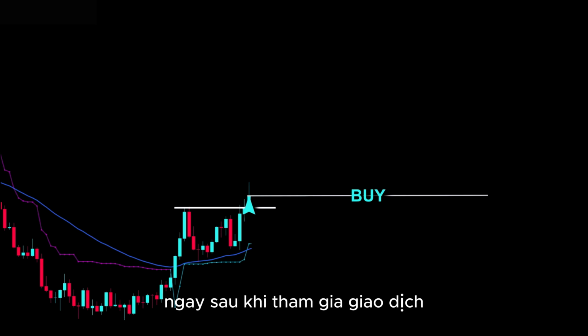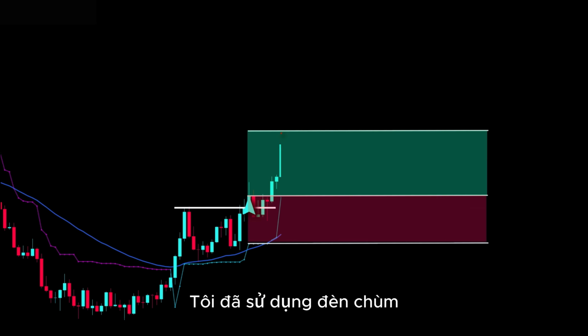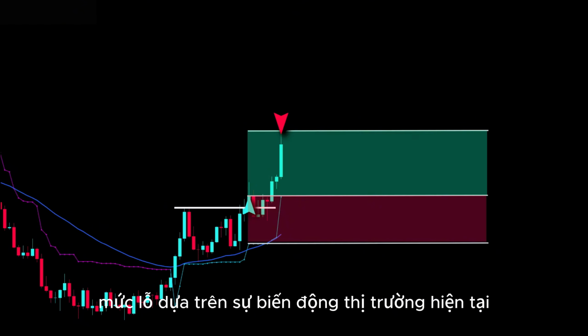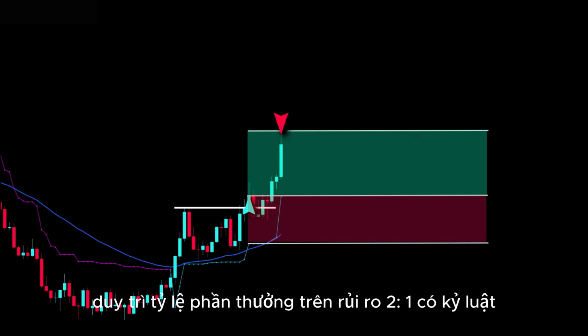Immediately after entering the trade, risk management became the top priority. I used the chandelier stop indicator to determine a logical stop loss level based on current market volatility instead of relying on guesswork. My take profit target was then placed at twice the size of the potential loss, maintaining a disciplined 2-to-1 reward to risk ratio.